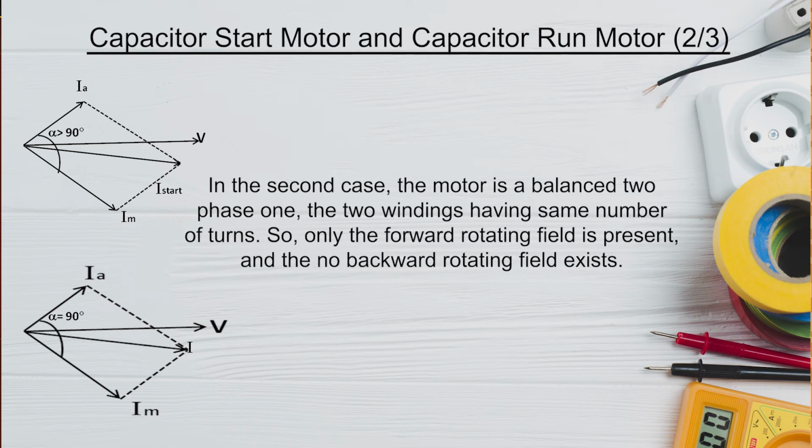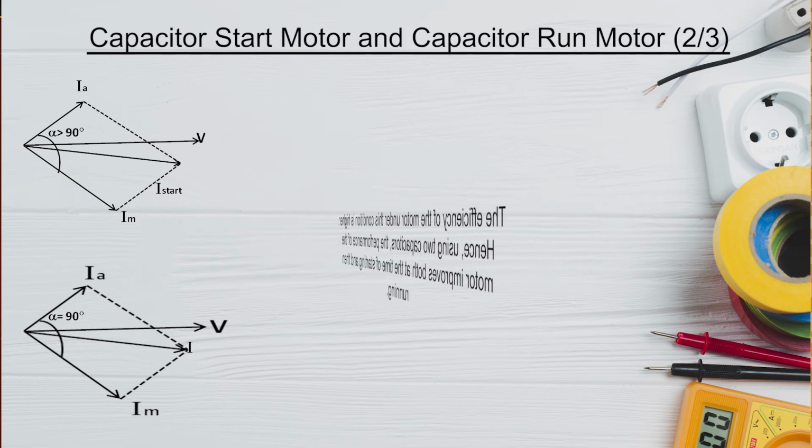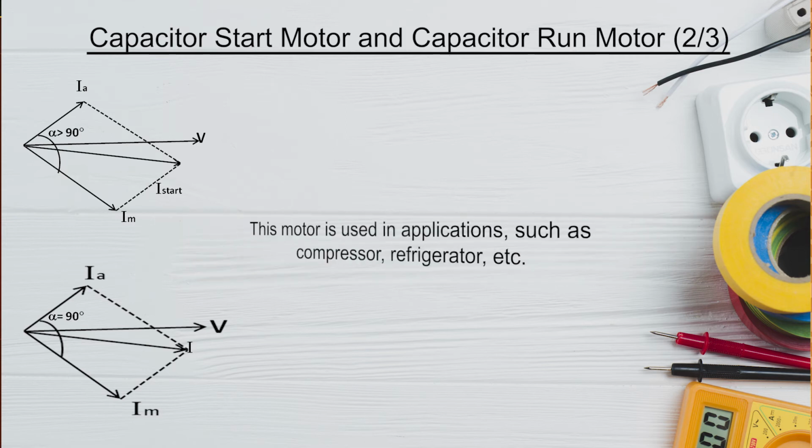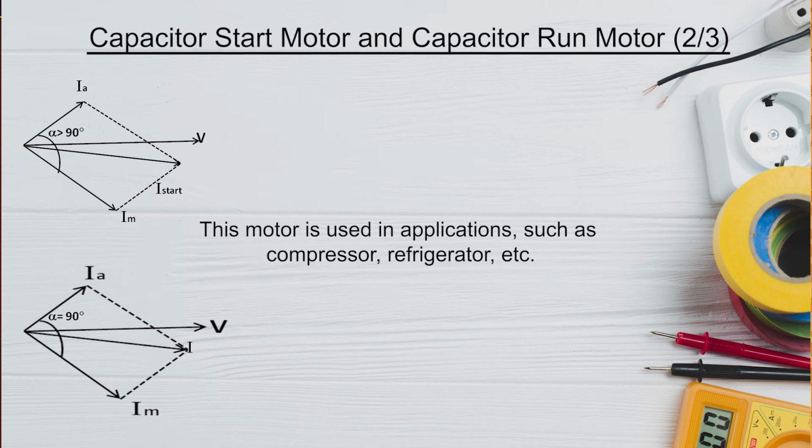Now, in the second case the motor is a balanced two-phase one, because the two windings have the same number of turns. So, only the forward rotating field is present and there is no backward rotating field. The efficiency of this motor will increase now, and under this condition it is very high. So, we are improving the performance of our motor both at the time of starting and at the time of running. Generally these types of motors are used in compressors, refrigerators, etc.